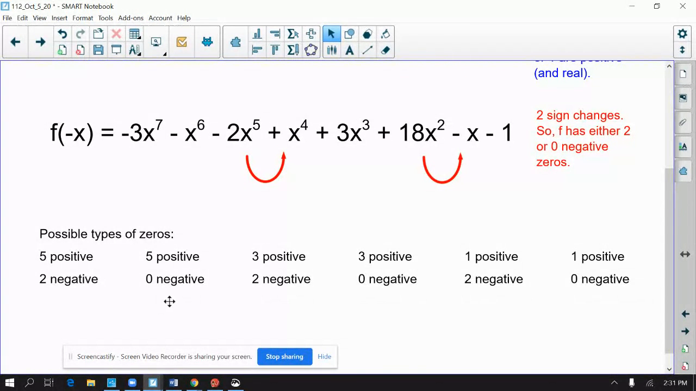What about the other 2? The other 2 would be imaginary. So I could have 5 positives, 0 negatives, and 2 imaginaries. I could have 3 positive zeros, 2 negative zeros, but then 2 imaginaries. 3 positive zeros, no negative zeros, but then I would need 4 imaginaries. So all these zeros are adding up to 7, the degree. This is assuming that none of these zeros are repeating.